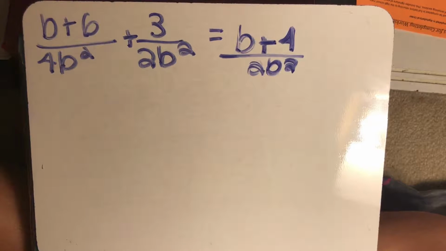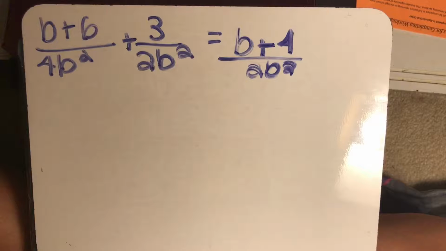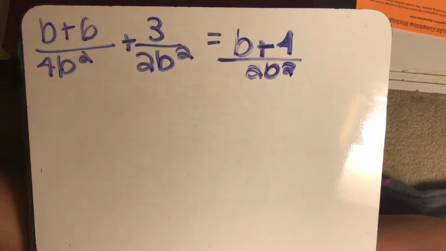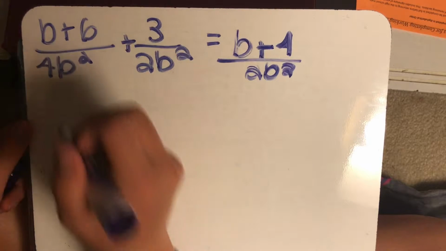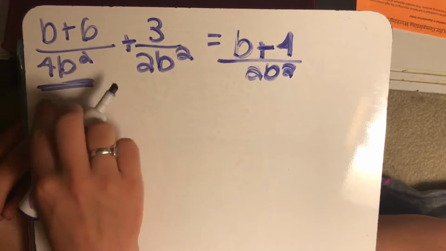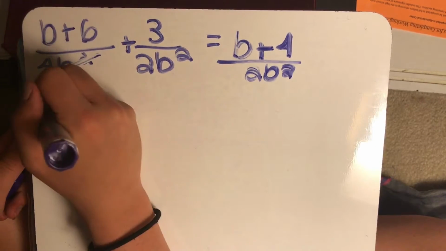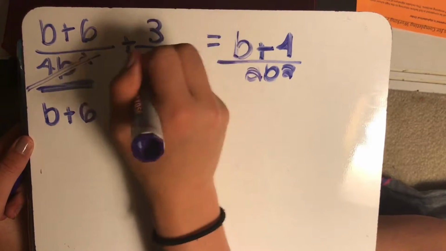So we're going to be looking at another example problem. The equation is going to be b plus 6 over 4b squared plus 3 over 2b squared equals b plus 4 over 2b squared. The first thing we're going to do is identify the least common multiple and multiply the entire equation by that number. So that'll be 4b squared.